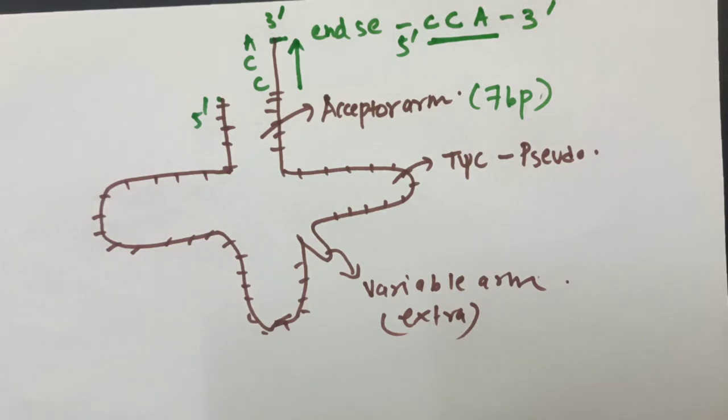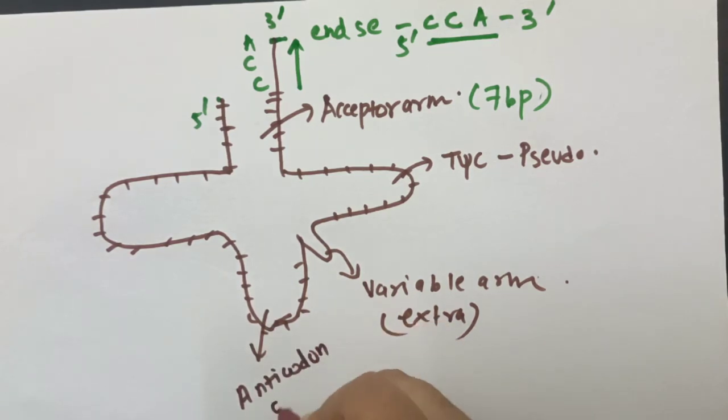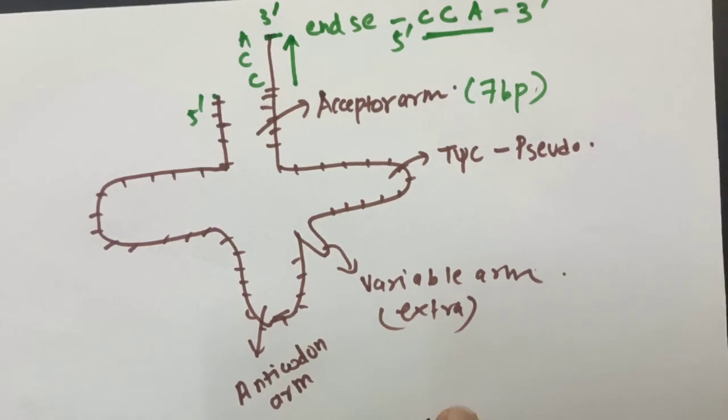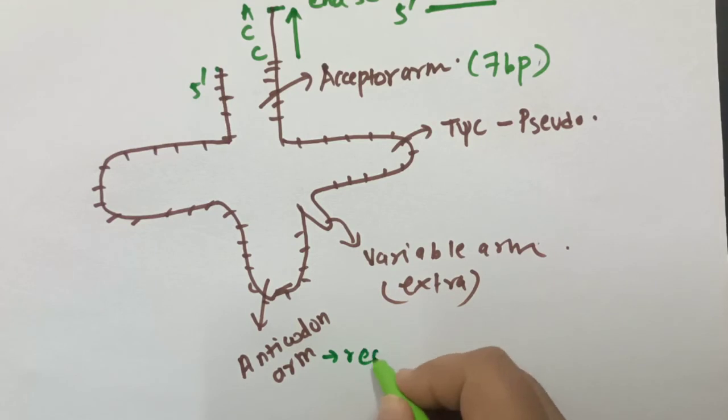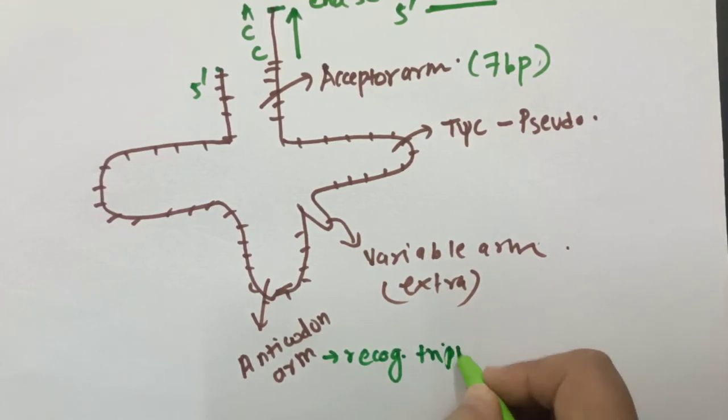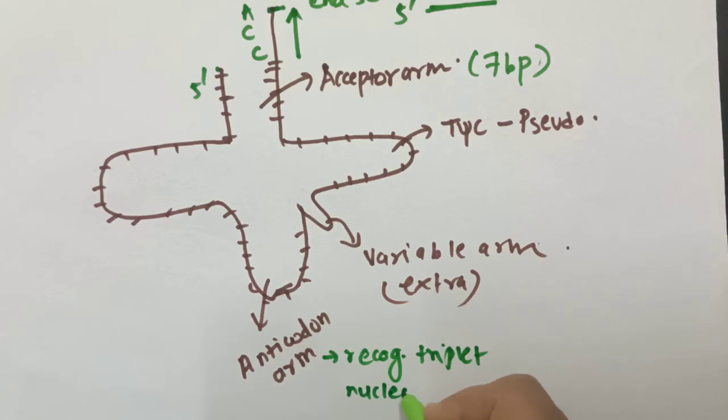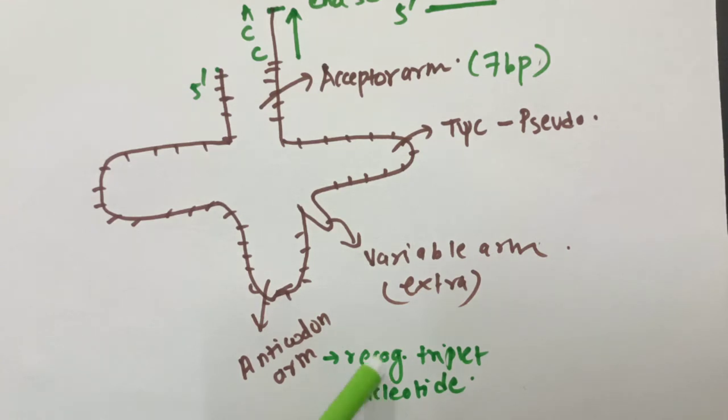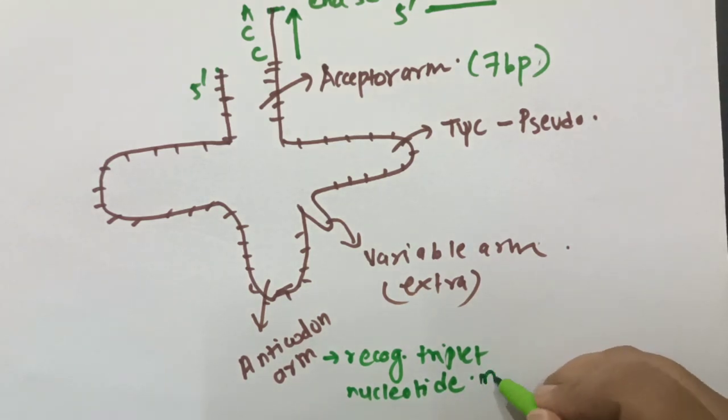Now moving on to the opposite arm, that is the anticodon arm. As you can see, it is opposite to the acceptor arm. The function of this is to recognize the triplet nucleotide so that it can code for the base sequences. So it recognizes the triplet nucleotide on the mRNA.